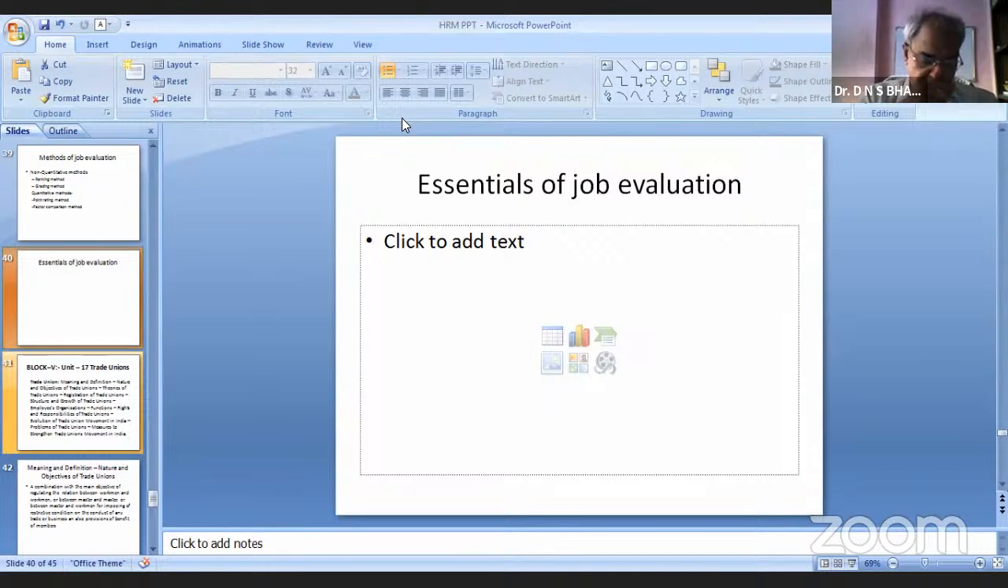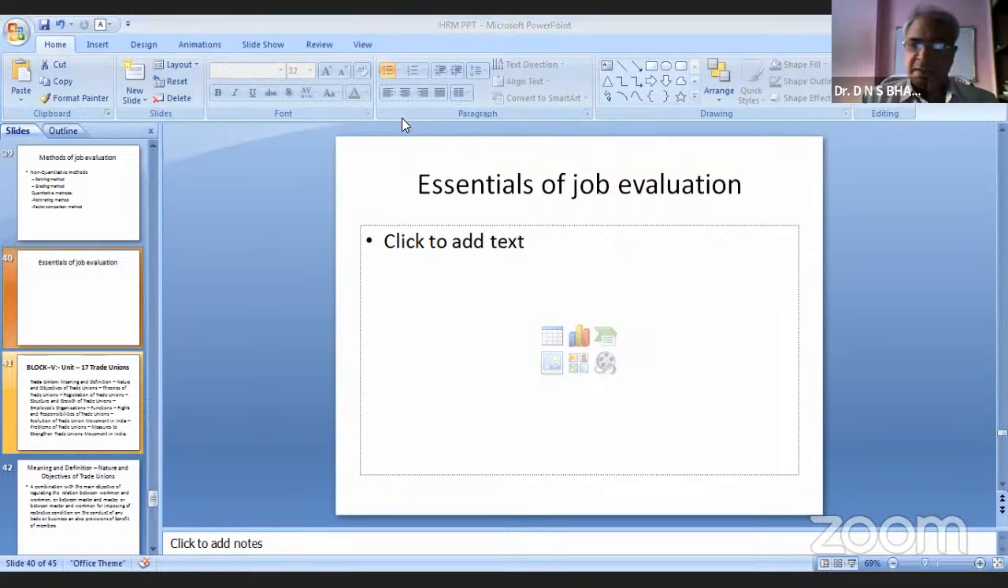Job evaluation process should receive proper guidance from the top level manager. When I am assigning a factor or a point to the job, unless I get support from the top level management, it is not easy. So the top level management support is always necessary.